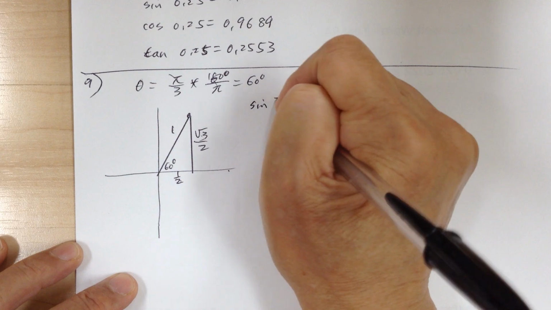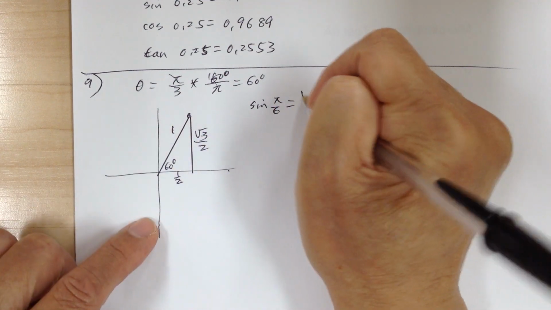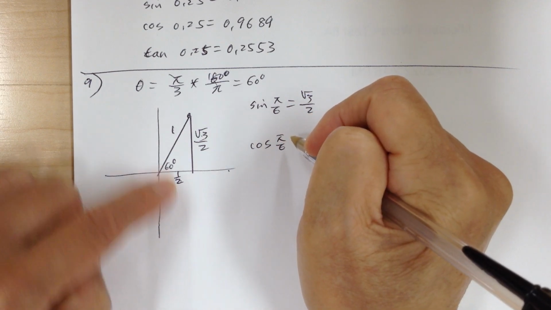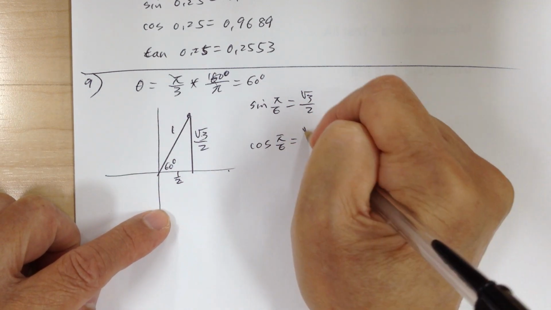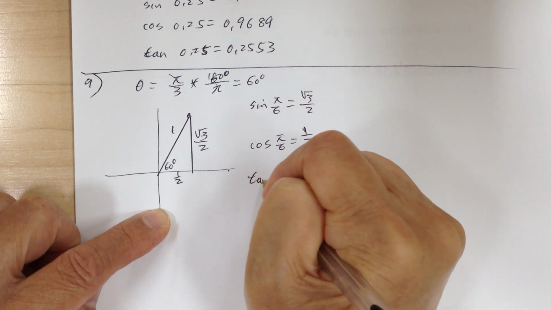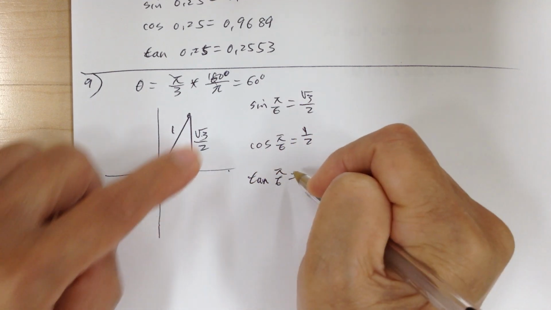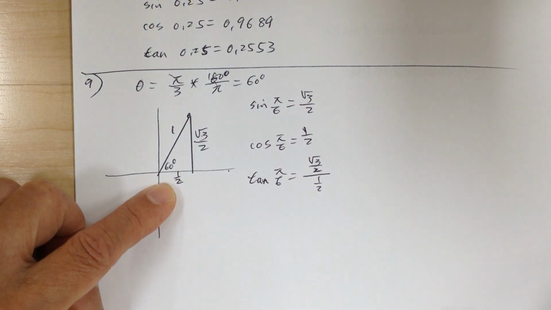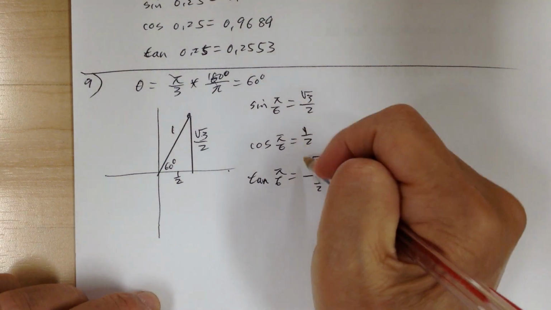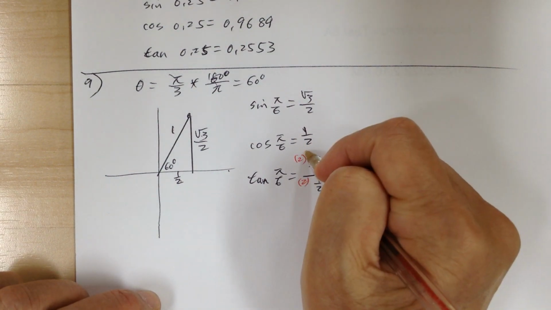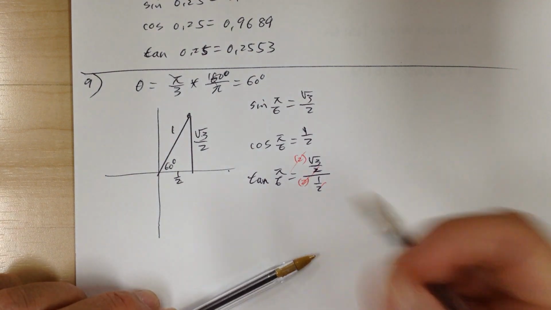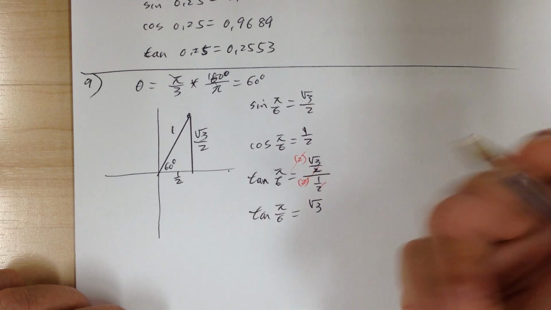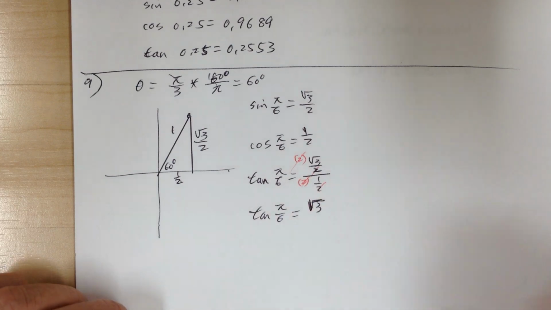So you're going to get sine of pi over 6. Sine is this over that, so it would be square root of 3 over 2. Cosine of pi over 6 is the x over the hypotenuse, so it would be 1/2. And tangent of pi over 6 will equal this over that, so it would be square root of 3 over 2 over 1 over 2. To simplify, you multiply by the common denominator so that this will cancel out. So tangent of pi over 6 will equal square root of 3 over 1, and just leave it as square root of 3.